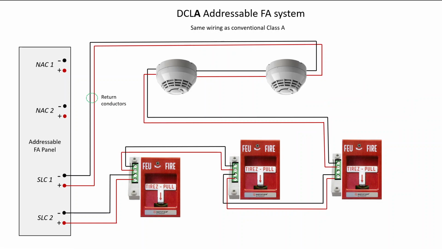Now we can also have a DCLA, and a DCLA is pretty much the same as a conventional Class A. It has a set of return conductors, but remember, there are smart devices. And so it offers the same advantages as the conventional in that if both conductors were to be severed somewhere, we could still have communication from all the objects back to the addressable fire alarm panel. So you have two different paths.